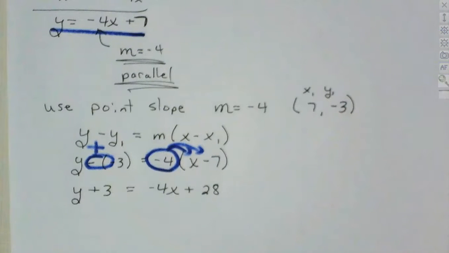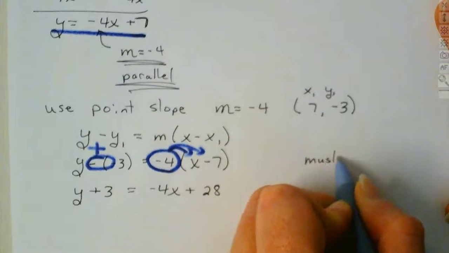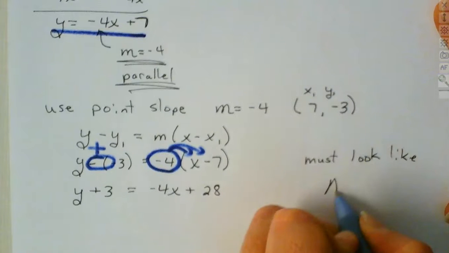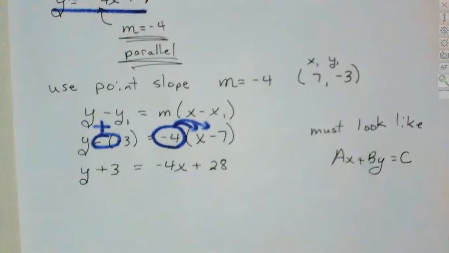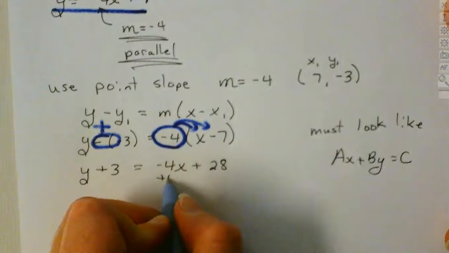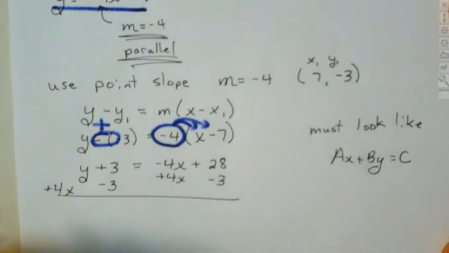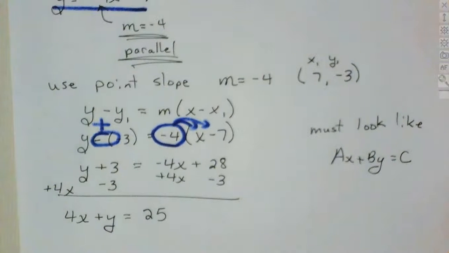What form do we want it in? Standard. Okay. And what does standard form need to look like? x and y on the same side. So it must look like this. That's what we want. So to get it in that form, we're going to have to add the 4x over, and the 3 goes with the 28. That now leaves me with my answer, which is 4x plus y equals 28 minus 3, which makes it 25.